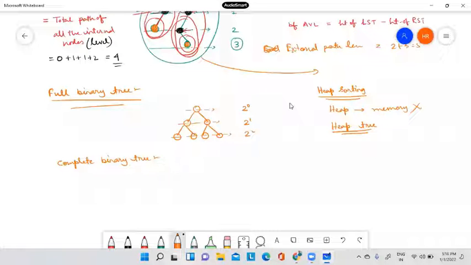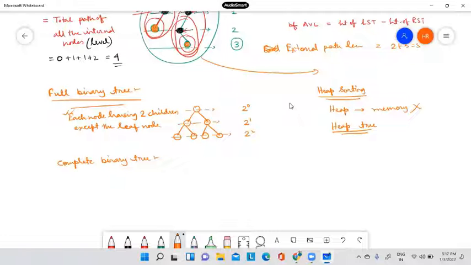Or you can also define a full binary tree like this: each and every node having 2 children except the leaf nodes. So this is another definition, you can say.